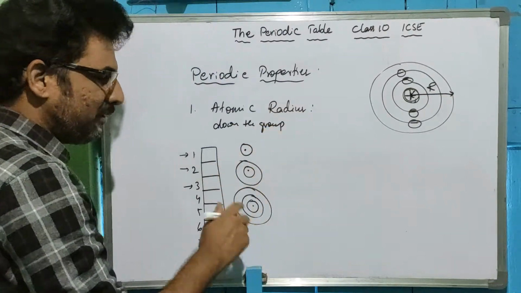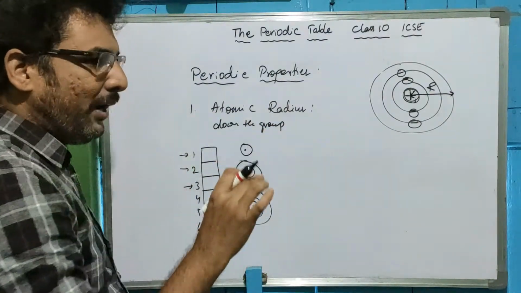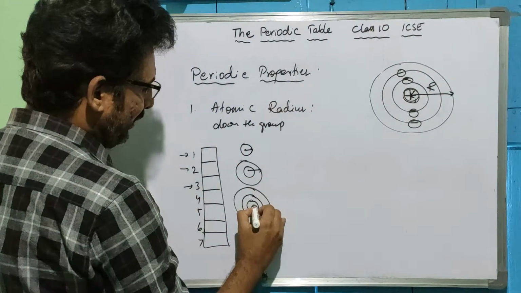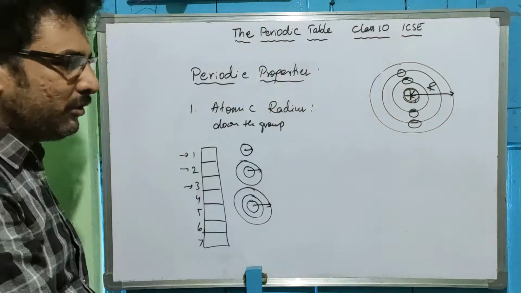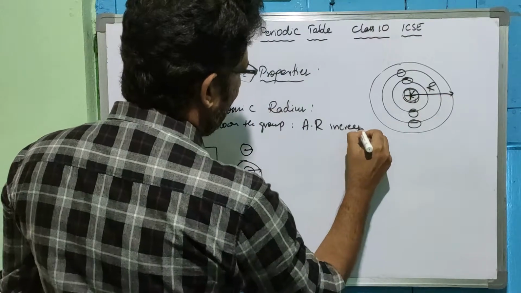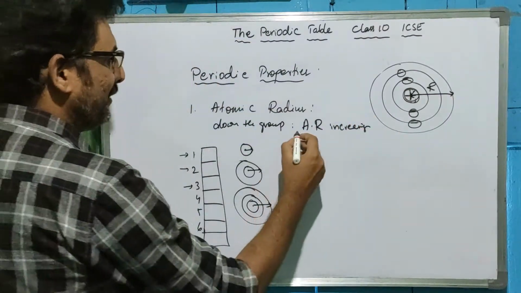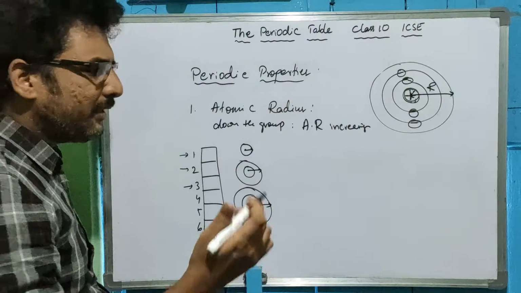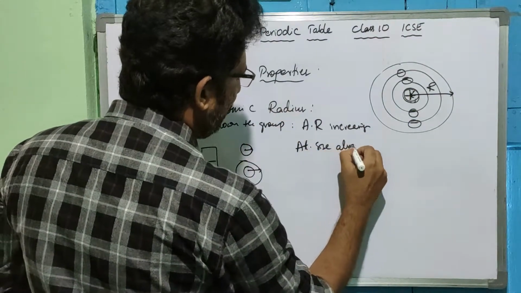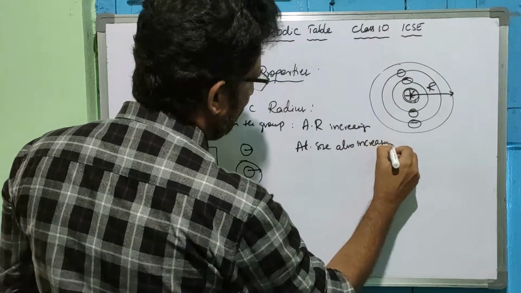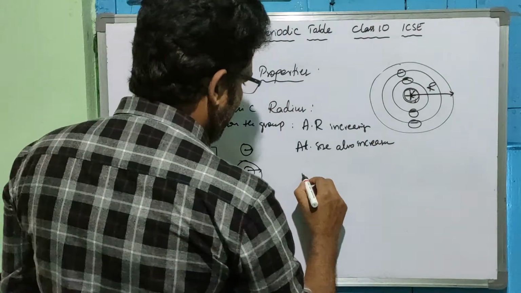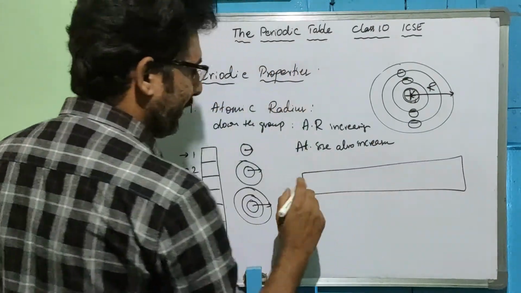As the number of shells increases, what is going to happen to the atomic radius? The atomic radius is increasing. Down the group, what happens? Atomic radius will be increasing. So obviously, when the atomic radius increases, the atomic size also increases down the group. Let's see what happens across a period in the periodic table.